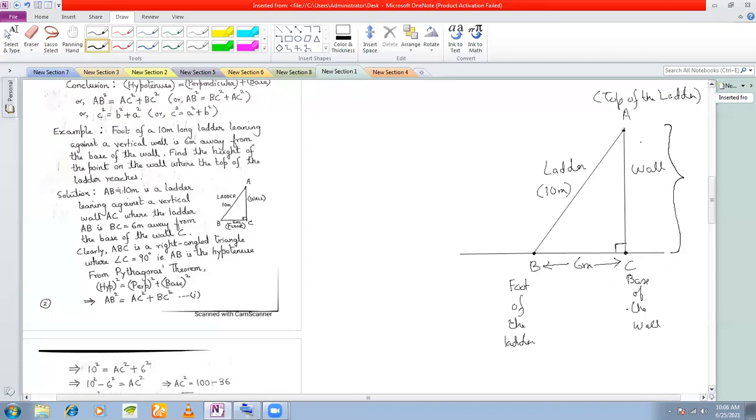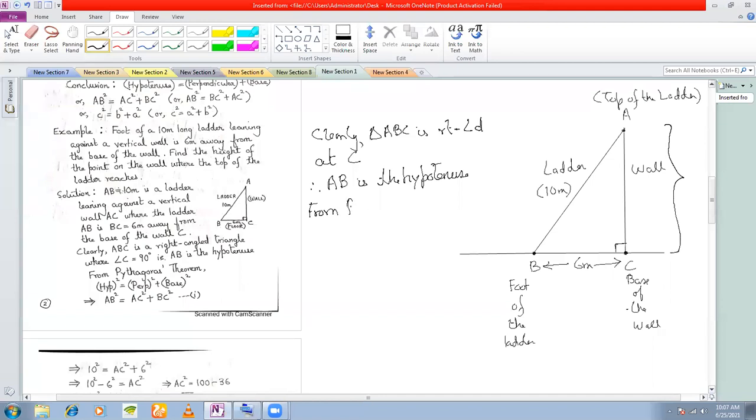That means this is a right angle triangle. So clearly triangle ABC is right angled at which point? At C. So therefore we identify the hypotenuse. AB is the hypotenuse. Right? So once we have identified AB, now we shall use Pythagoras' theorem.